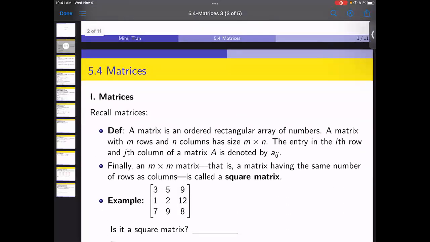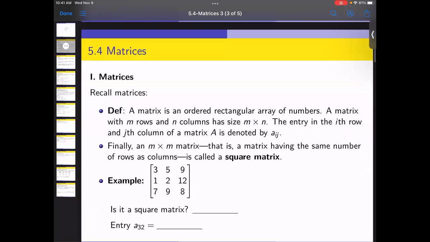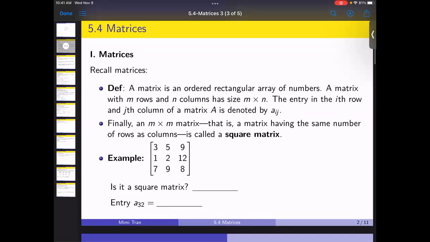Recall matrix. We talked about this. A matrix is a rectangular array of numbers. It contains vectors, right? Where vectors can be rows or columns. We denote m rows and n columns. Then your matrix has a dimension of m by n.